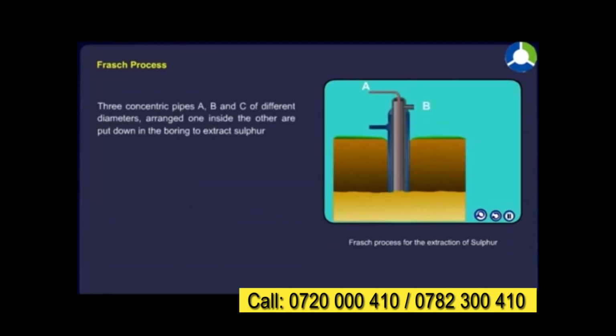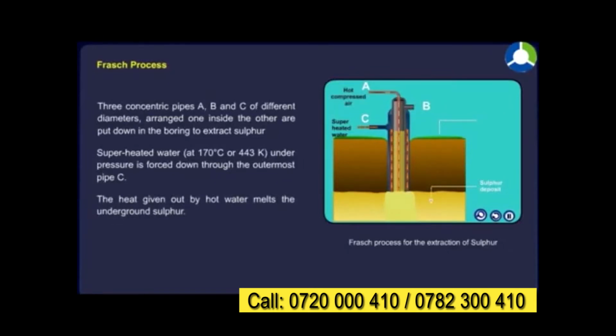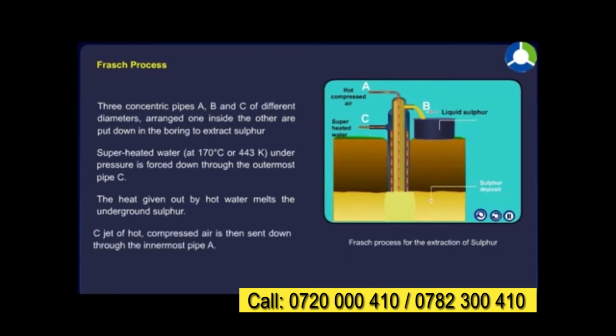Three concentric pipes A, B, and C of different diameters, arranged one inside the other, are put down in the boring to extract sulfur. Superheated water under pressure is forced down through the outermost pipe C. The heat given out by the hot water melts the underground sulfur. A jet of hot, compressed air is then sent down through the innermost pipe A.